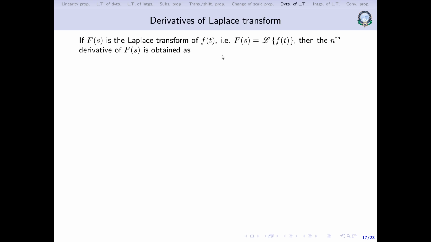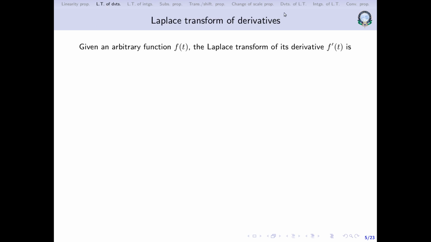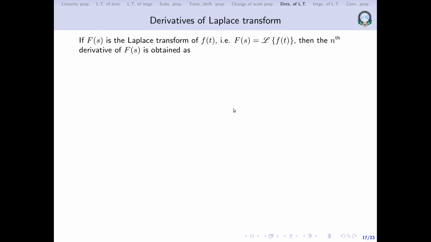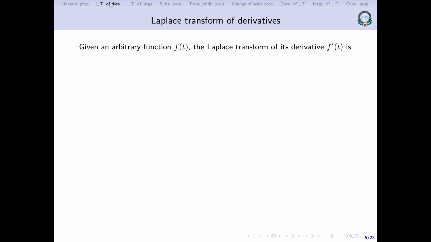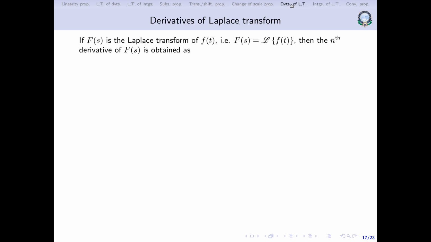Next property is the derivatives of the Laplace transform. We already found out how to find the Laplace transform of derivatives. Next, how to find the derivatives of the Laplace transform. Here you first find the derivative, then you take the Laplace transform. Here you first find the Laplace transform and then you find the derivative.